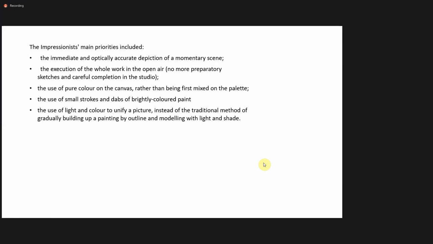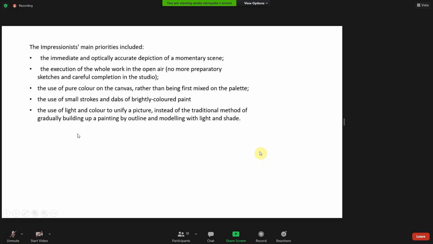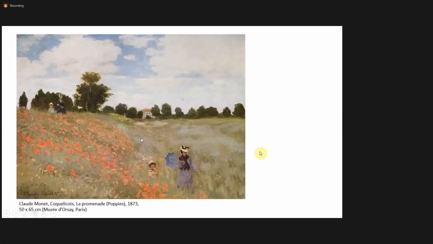Previously, in the Renaissance period, the painting was done with an outline, and there was a standard, theoretical method to do a painting: do the outline and do the modeling with light and shade. That's how the painting was made. But here, no traditional methods are used; they use light and color, shades of paint, to highlight the image, like this one.